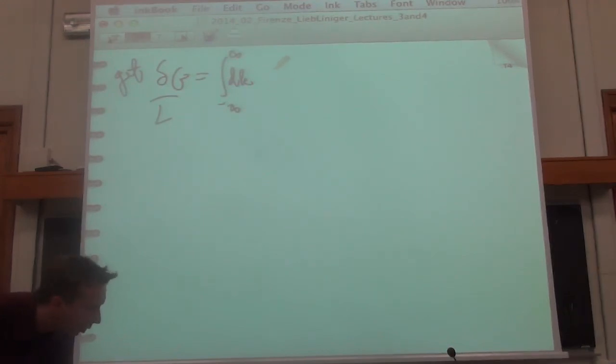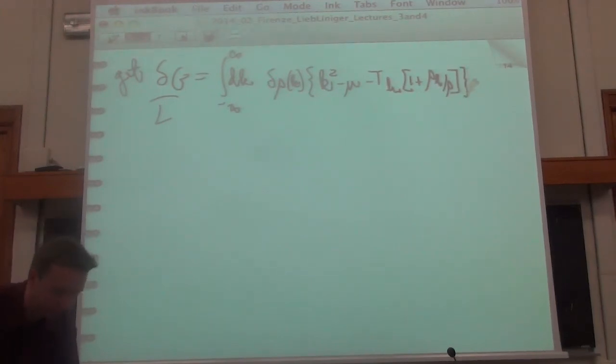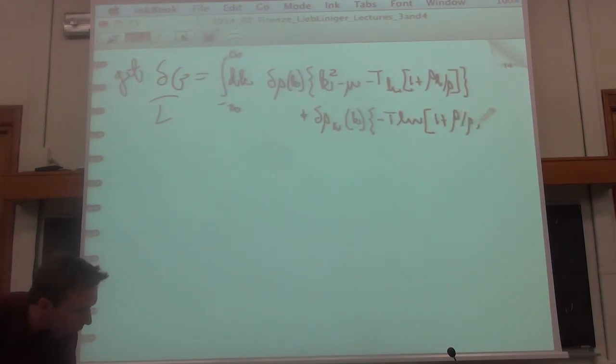There are two contributions. There's a delta rho of k times the k squared minus mu minus t log of 1 plus rho whole over rho, plus a delta rho whole times just minus t log of 1 plus rho over rho whole.